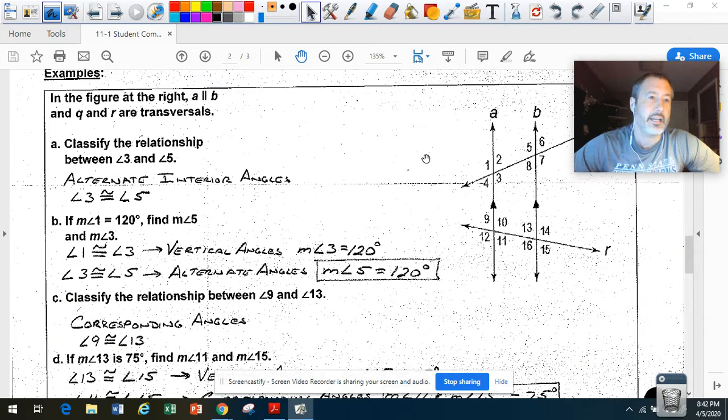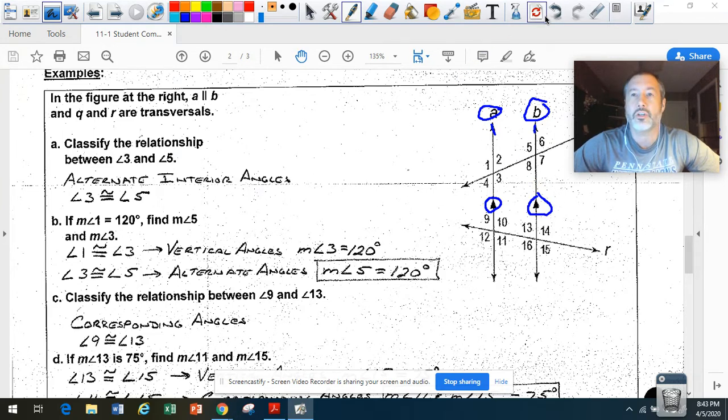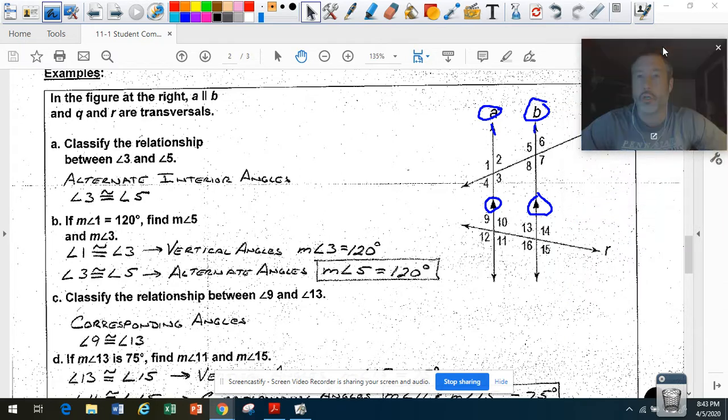Okay, it says here in the figure at the right, line A is parallel to B. So we know that this line here, line A, that goes all the way through here, and line B are parallel. And you also see these triangles here showing that these two lines are parallel. So now we're saying, hey, this line here then must be a transversal. Let me move myself down here, and that's line Q. Line Q is a transversal, and line R is a transversal also.